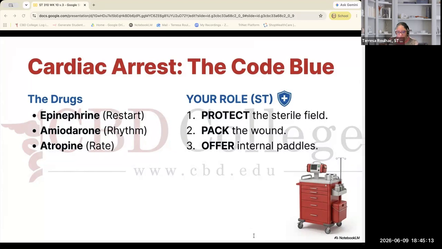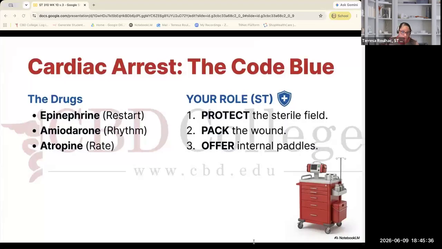Epinephrine, the most common drug, right? Amiodarone may be used to treat certain life-threatening arrhythmias. Atropine may be used in situations involving severe bradycardia. For your quiz, I want you to recognize the medications most commonly associated with emergency cardiac events.